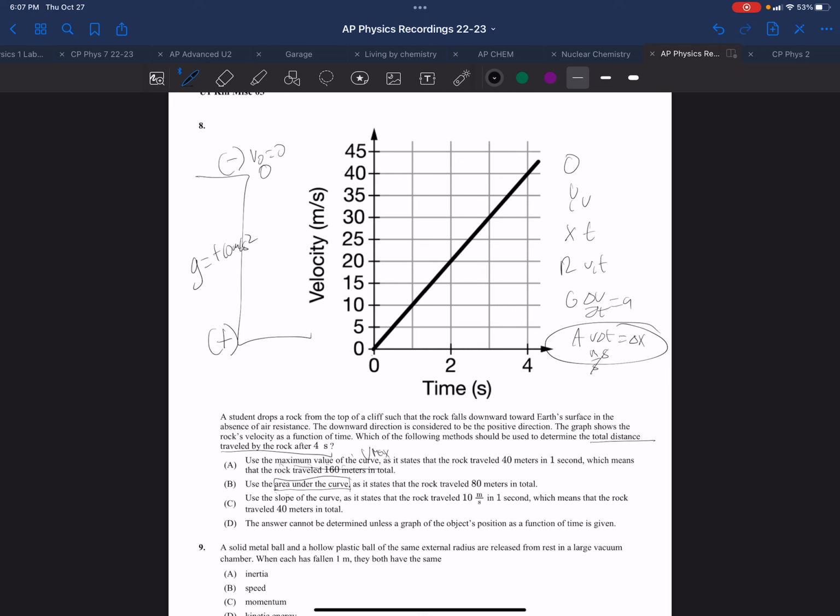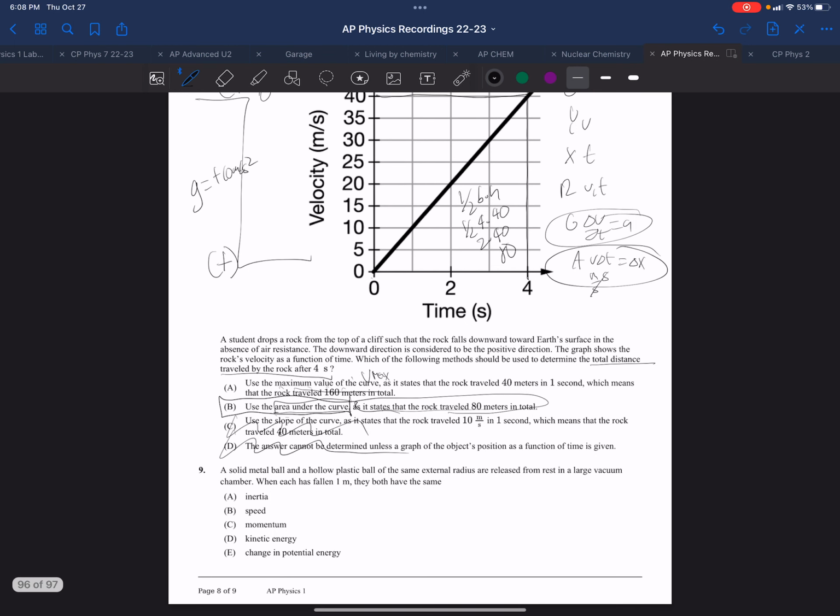The slope of the curve is the acceleration. No. The answer cannot be determined? Again, false. It's going to be the area. But as it states that the rock traveled 80 meters total, over 4 seconds, the area of this would be 1/2 base times height. 1/2 times 4 times 40, so that would be 2 times 40, which is 80. So that's where that 80 comes from, but the fact that it's 80 is irrelevant to the question. It's really just that it's the area under the curve.